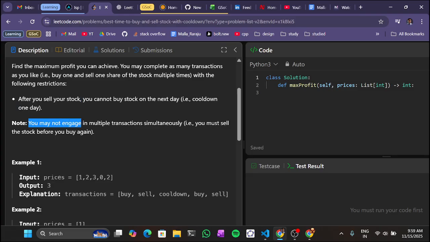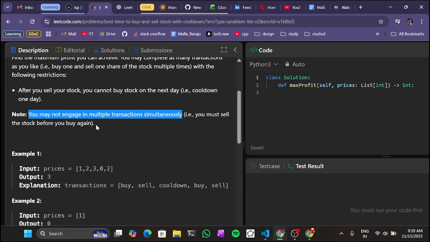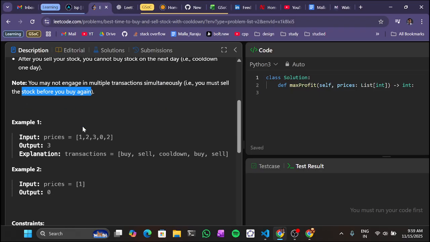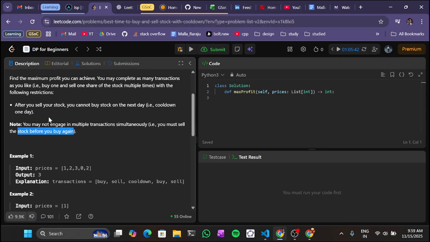You may not engage in multiple transactions simultaneously. That is, you must sell the stock before you buy again. Okay, so one transaction at a time, and there is a cooldown period of 1 day.